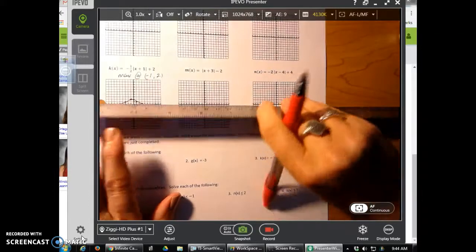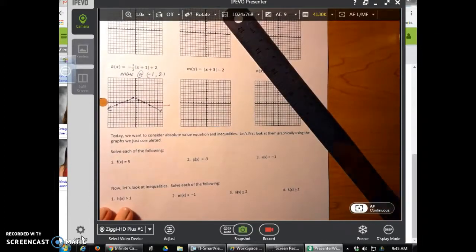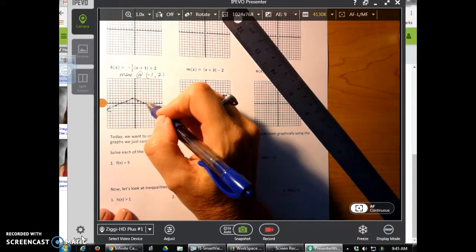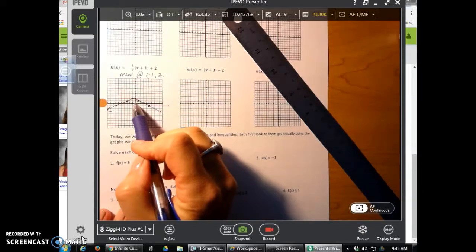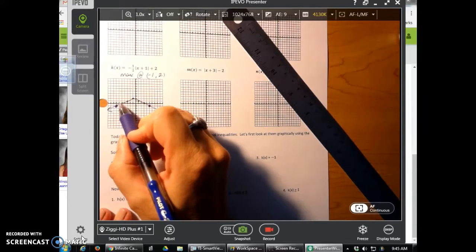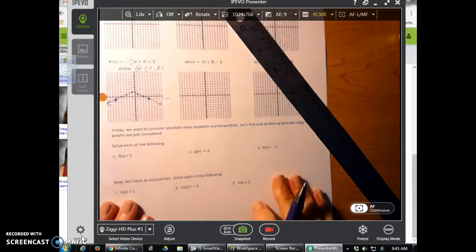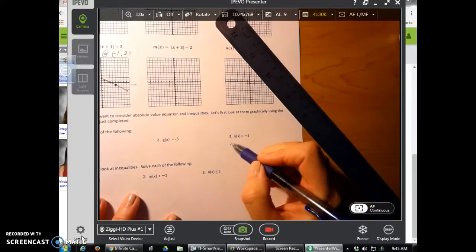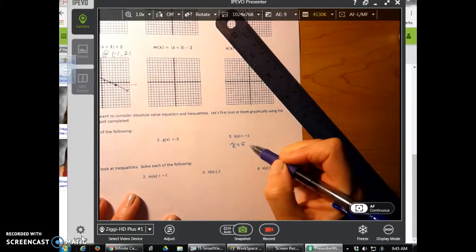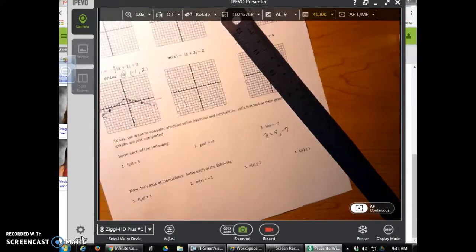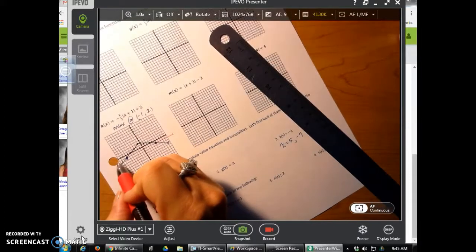So when I put that in place, I can see that it intersects right here at this x of 1, 2, 3, 4, 5. And then also down here, and this x would be -1, 2, 3, 4, 5, 6, 7. So the answer to this is going to be x is a 5 and a -7. And that's the solution. And you're basically just looking at where it intersects with this line.